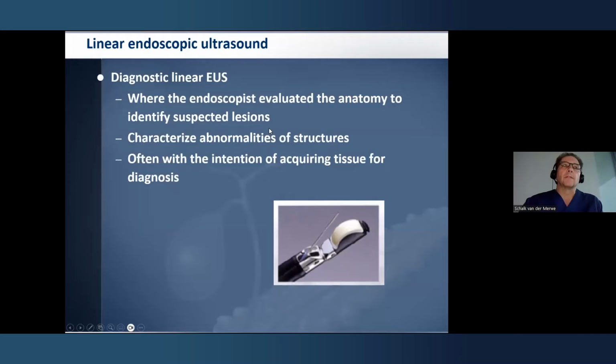So with linear EUS, the endoscopist wants to evaluate the anatomy. She wants to identify suspected lesions. It is also important to characterize the abnormalities in some settings, for instance, in patients with chronic pancreatitis. And often there would be the intention of acquiring tissue for a tissue diagnosis. And this can be combined when using linear EUS.